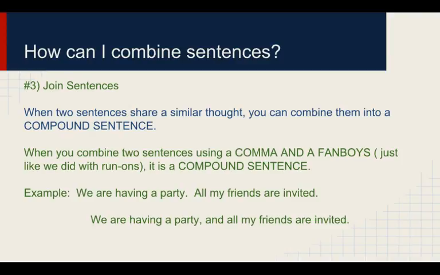When two sentences share a similar thought, you can combine them into a compound sentence. So, we've talked about simple sentences and complex sentences, and now we're talking about compound sentences. When you combine two sentences using a comma and a fanboys, just like we did with run-ons, it's a compound sentence. We are having a party, all my friends are invited. We are having a party, we had a comma and a fanboy, and all of my friends are invited. That makes this a compound sentence. It has a subject and a predicate, and a second subject and a second predicate, separated by a comma and a fanboy.